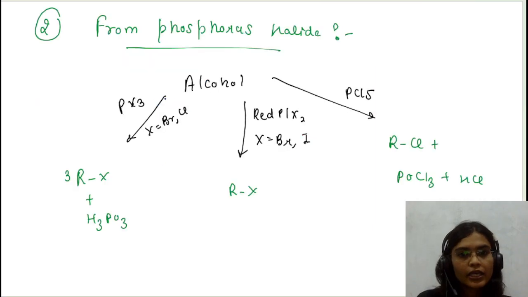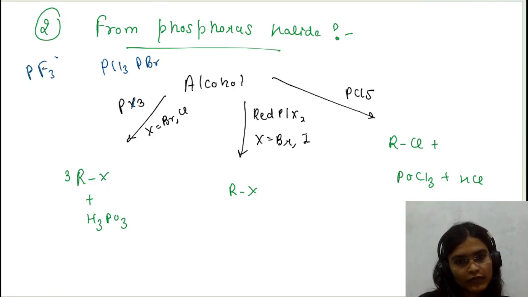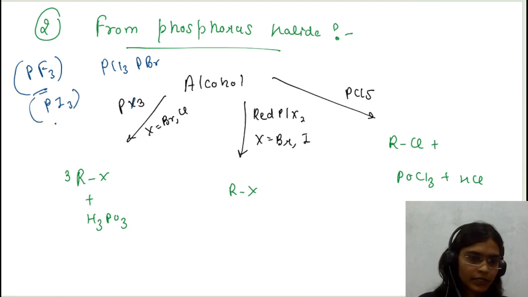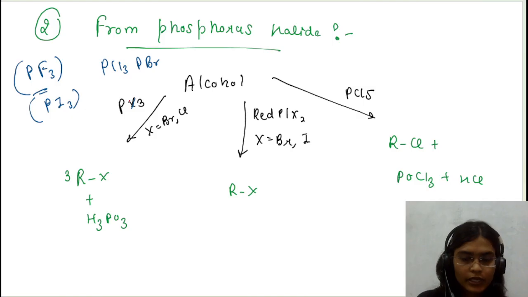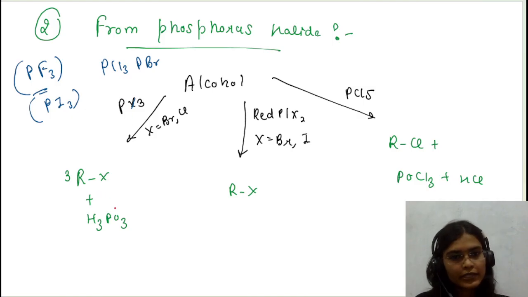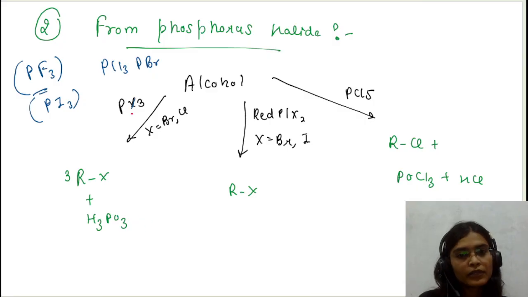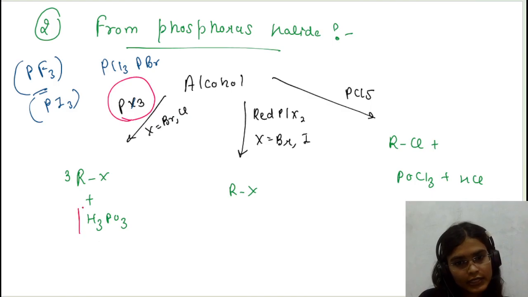Let's go back here. If you're observing, this is my PX3. PX3 can be PCl3, PX3 can be PBr3. It can't be PF3 because PF3 is not going to react, and PI3 is not really that stable. So only PCl3 and PBr3 are going to participate here. If you add PX3, RX plus H3PO3 is generated, that is phosphorous acid.